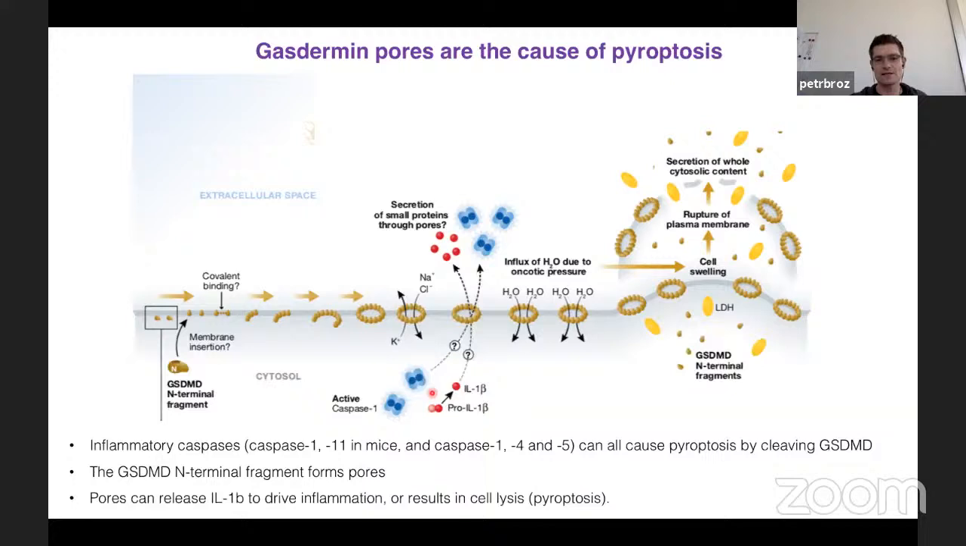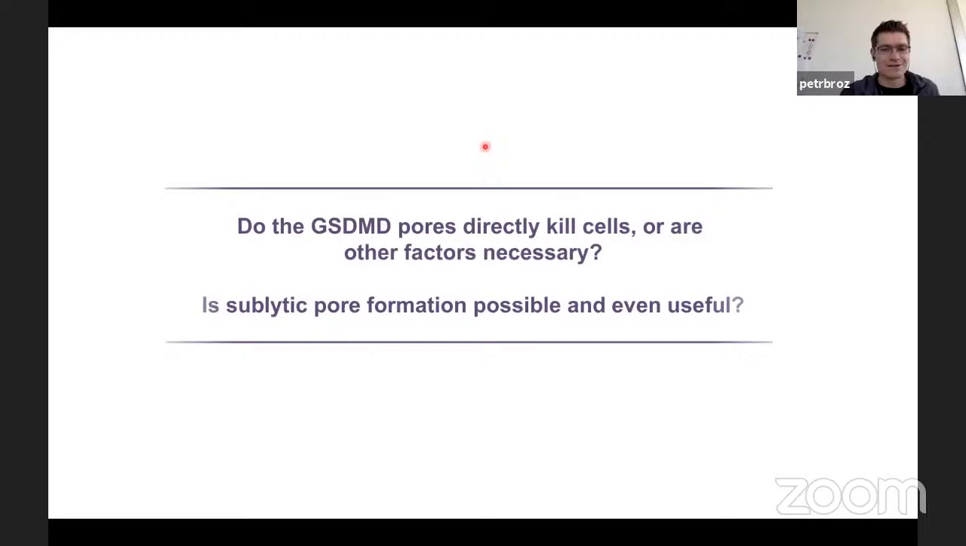Eventually, you have influx of water due to oncotic pressure into the cell, a ballooning of the cell, which I also showed in those movies. And eventually, this culminates in the rupture of the plasma membrane. So this is how we believe pyroptotic cell death is happening. And of course, this rupture will then release more cytosolic content that is too large to go out through the plasma membrane pores.